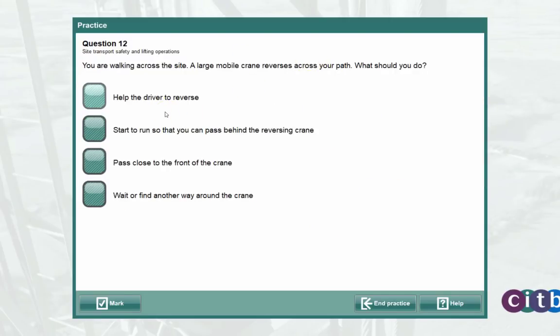You are walking across the site. A large mobile crane reverses across your path. What should you do? Help the driver to reverse. Start to run so that you can pass behind the reversing crane. Pass close to the front of the crane. Wait or find another way around the crane.